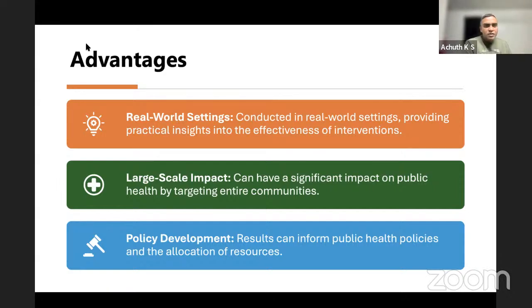Sorry for the disturbance. Advantages: real world settings. Since it is conducted in real world scenarios, there are no other interventions or other influences, so you can get the actual effect of the program. Again, it also has a large scale impact and policy development.